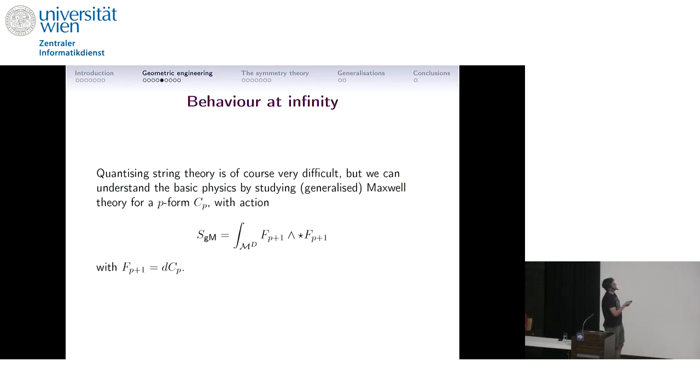So, of course, quantizing string theory is very difficult if I want to do it completely, but all I need to do is understand the fluxes, and that's significantly easier. What I have is a generalized Maxwell theory, schematically. So I have some p-form, C_p, and it has an action, which is F wedge star F, as usual.